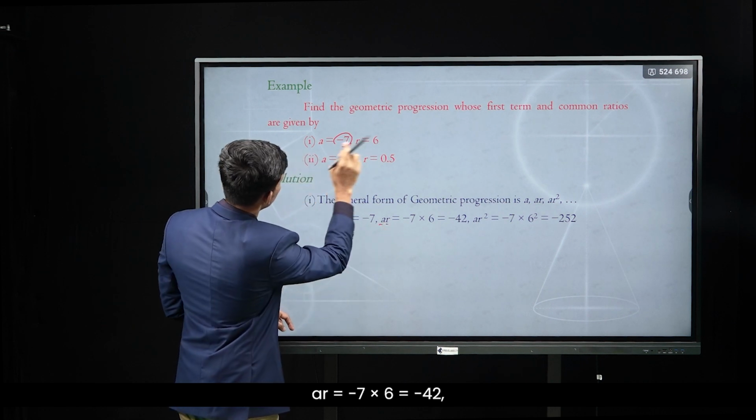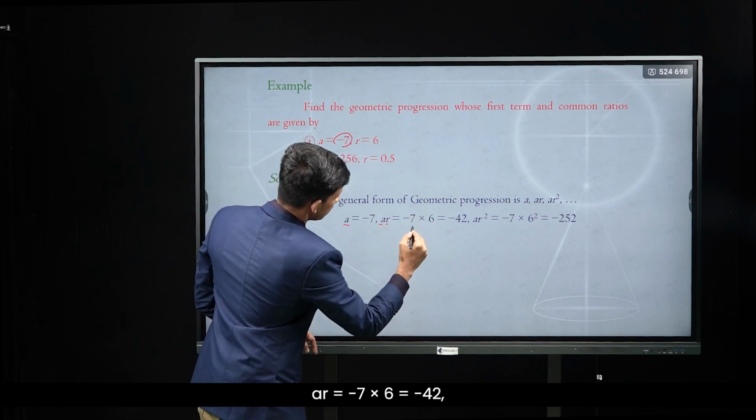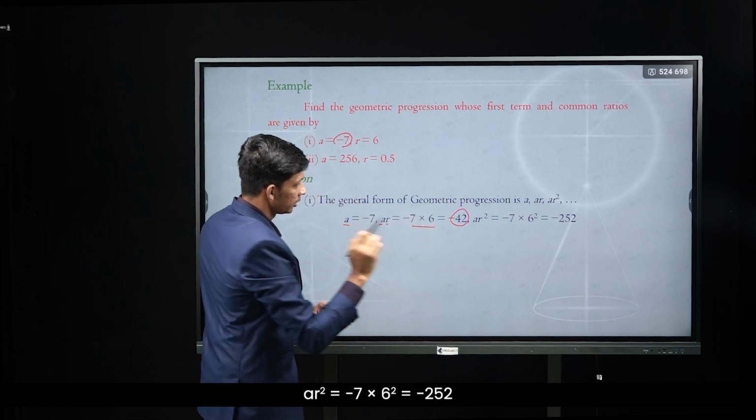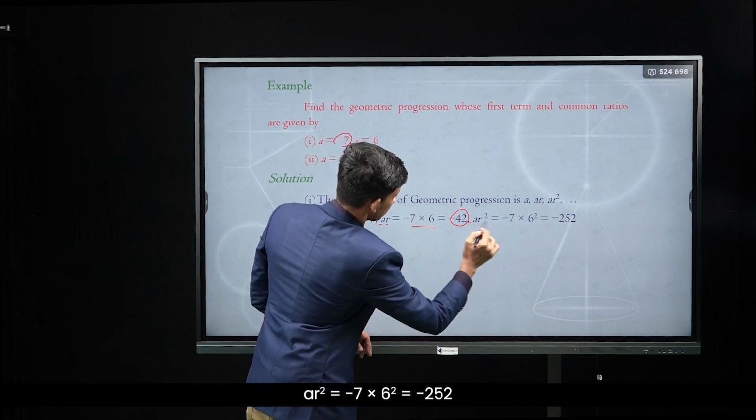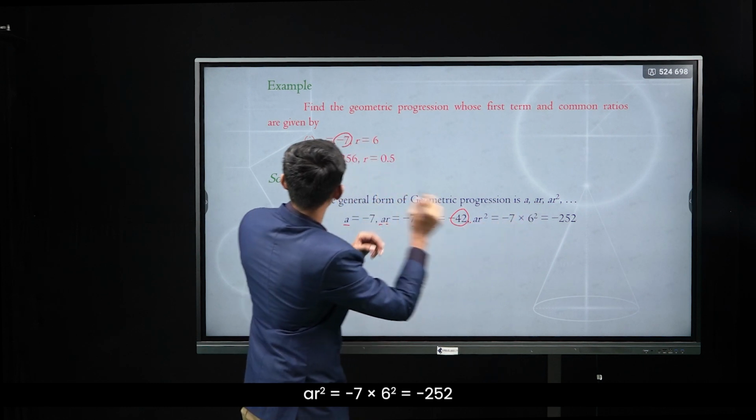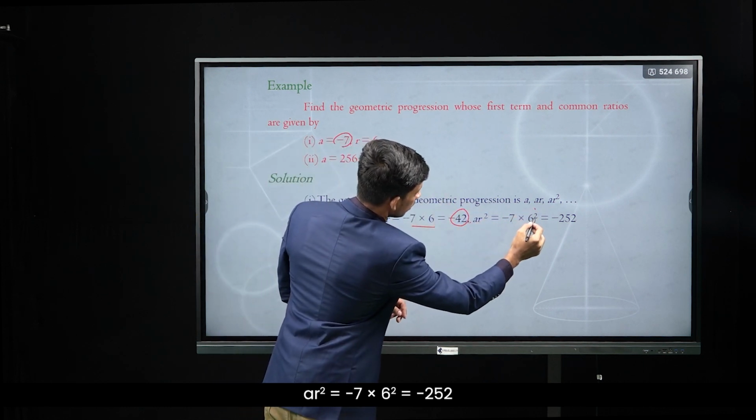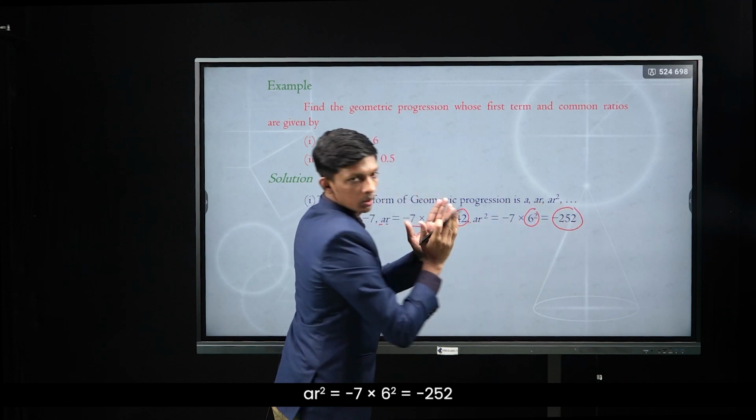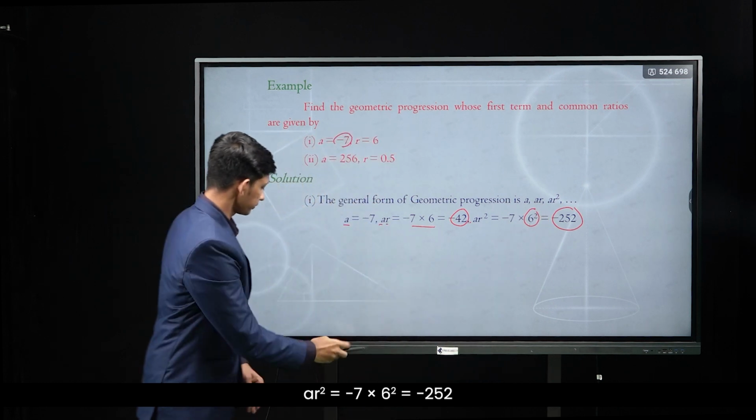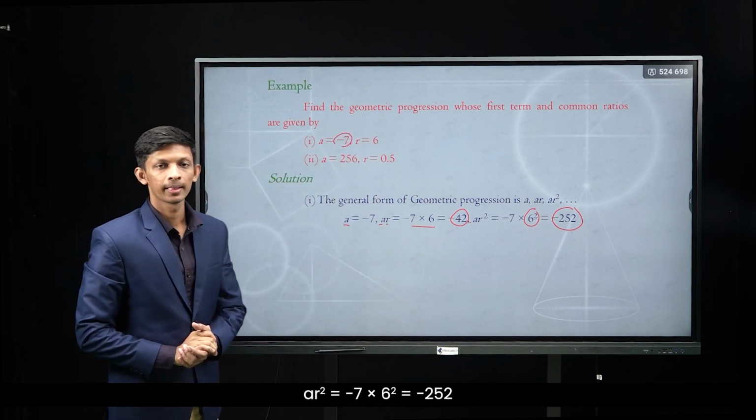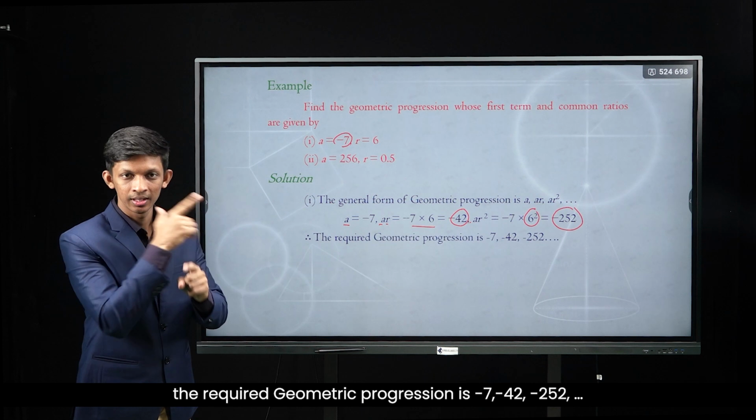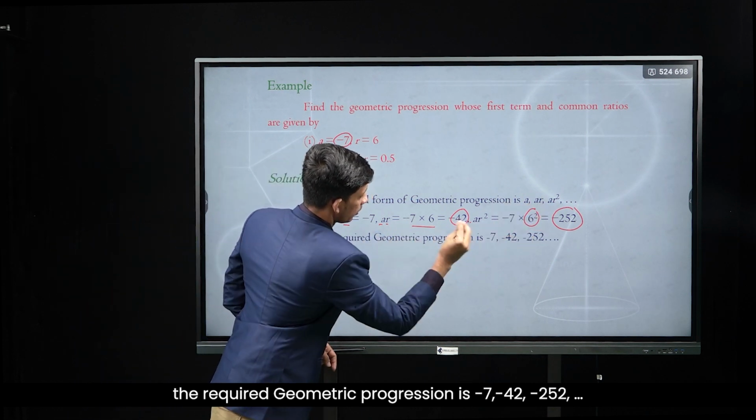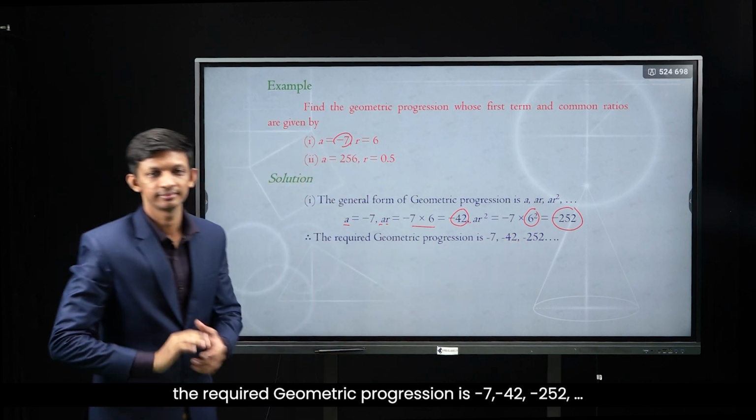AR is equal to minus 7 into 6, which is equal to minus 42. AR square is equal to minus 7 into 6 square, which is equal to minus 252. Therefore, the required geometric progression is minus 7, minus 42, minus 252 and so on.